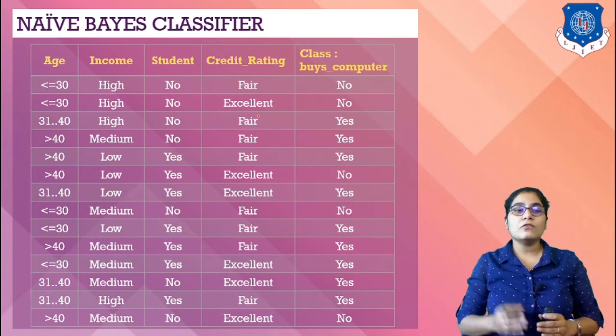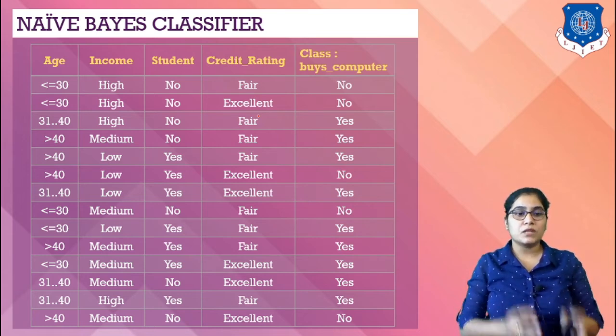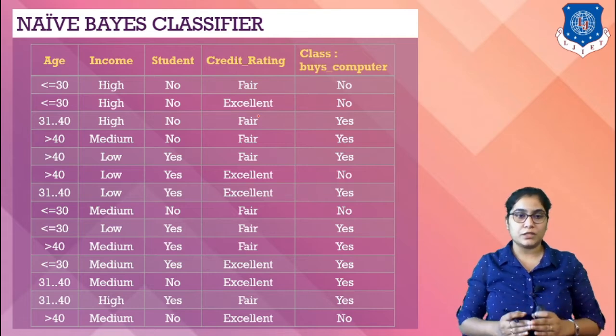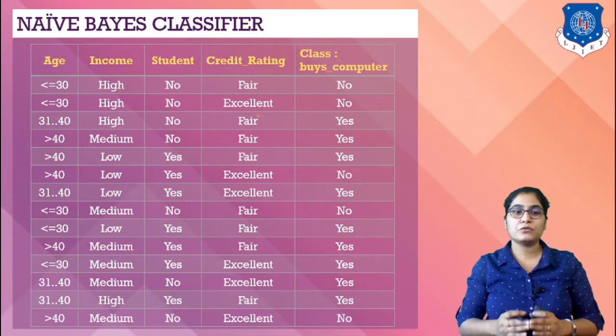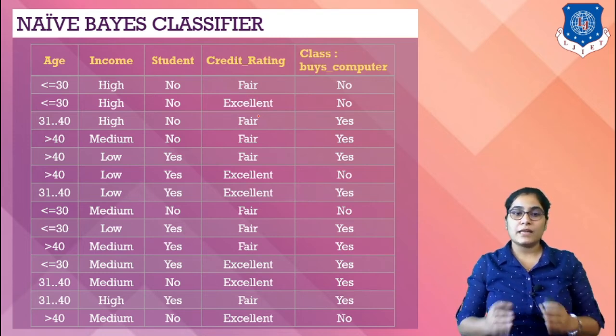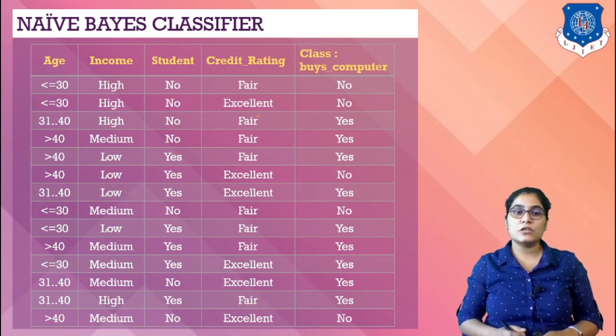The value of the age attribute would be any of three: less than or equal to 30, 31 to 40, or greater than 40. The value of the income attribute would be one of three possible values: low, medium and high. The value of the student attribute would be yes or no, and the value of the credit rating would be either excellent or fair. So let's start the calculation.